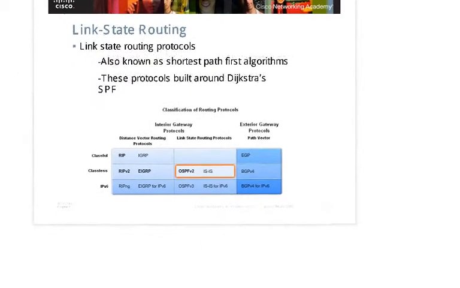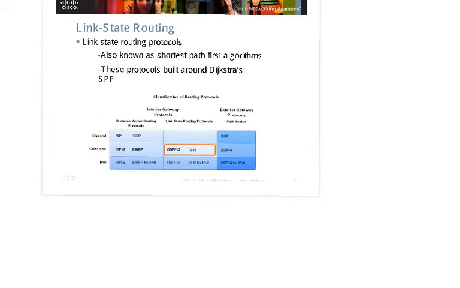So any questions so far before we talk about a quick introduction to the link state routing protocols? Any questions so far? Okay, so this is the end of what we have categorized as distance vector routing protocols.